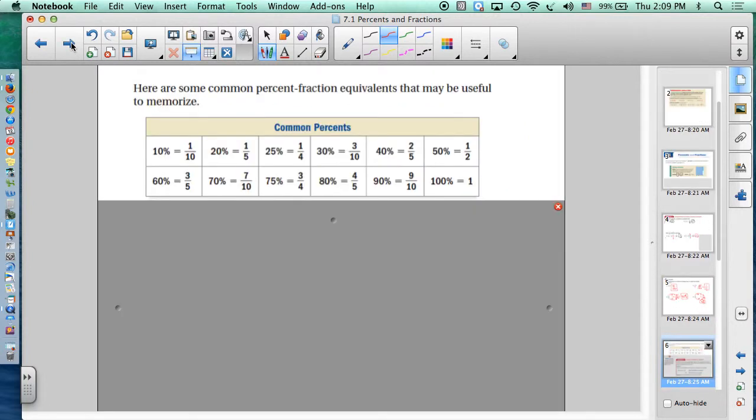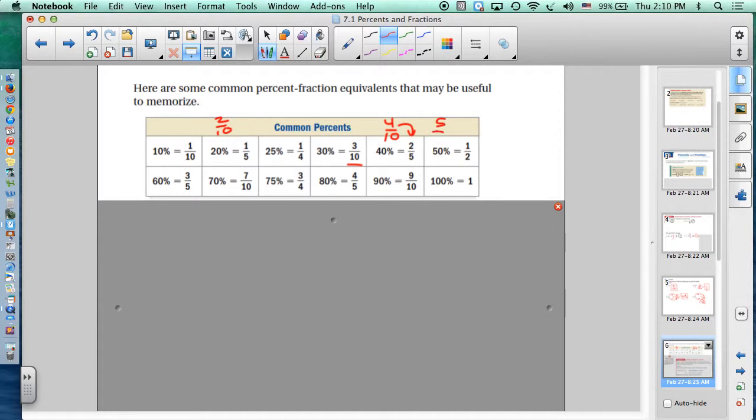Continuing on, there are some common percent to fraction conversions that you should memorize. First of all, anything that is a multiple of 10% would be a multiple of 1/10. So 10% is 1/10. 20% would be 2/10, which reduces to 1/5. 30% is 3/10. 40% is 4/10, which would reduce to 2/5.